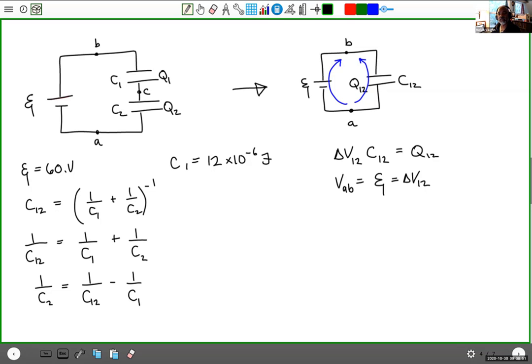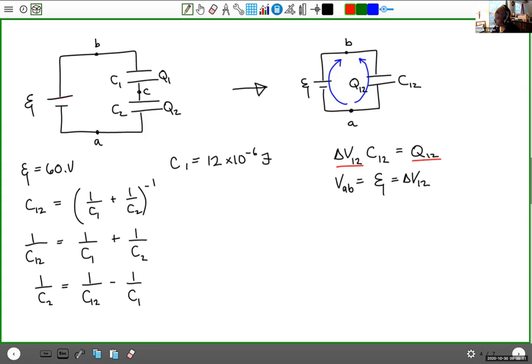And the reason why? Potential difference is path independent. Whether we go through the battery or through the equivalent capacitor, the potential difference is going to be the same. And since the potential difference is going to be the same, from this diagram, we could see that the potential difference of our equivalent capacitor is the same as the potential difference across the battery. So we now have one thing that we need to determine the capacitance of the equivalent capacitor.